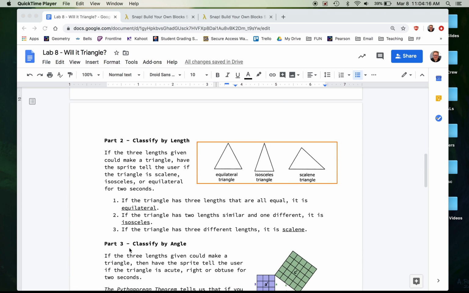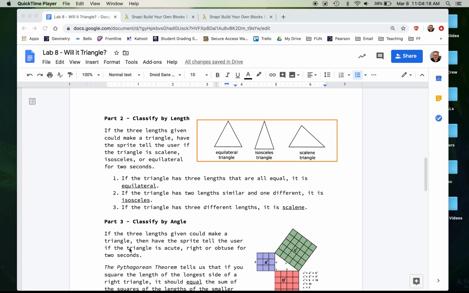All right, let's get into what makes it interesting. Oh, okay, well, I guess that's part 3. Part 2, classify by length. We know that a triangle that has all equal sides is called equilateral. We know that if it has 2 same sides and 1 different, it's considered isosceles. And all 3 different sides is going to be scalene. We'll talk about some logic, some blocks that help us approach that.